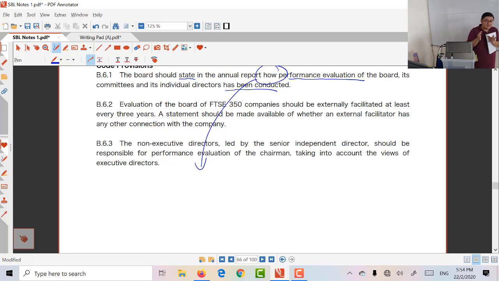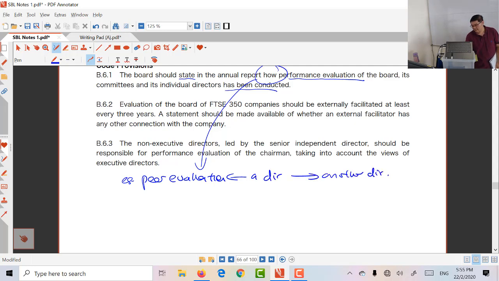Now you are using a peer evaluation, okay? Like having a peer evaluation, which means a director evaluates another director, which is the way we've been saying of how the SID and NEDs group together to evaluate another chairman. That's like a peer evaluation.